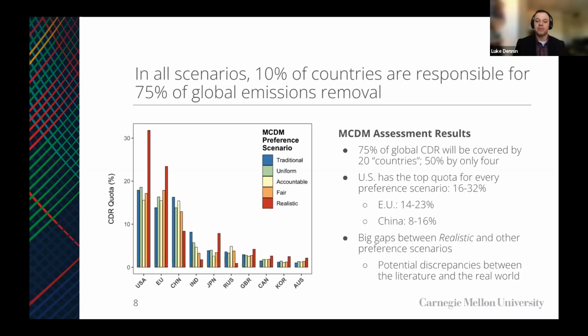Consistently, 10% of countries will likely cover 75% of CDR, and only 4 will cover 50%. The next main takeaway is that the US has the top quota under every combination of principles, and the EU and China are consistently second and third.